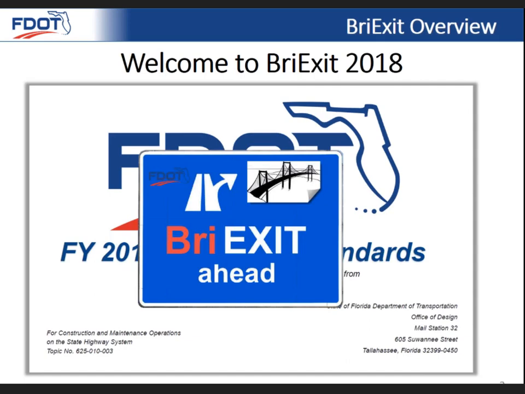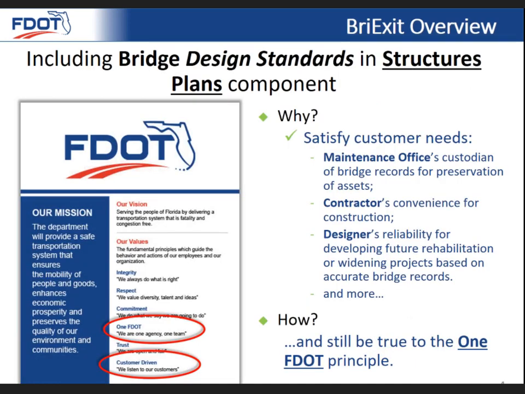So we affectionately term the movement of the structures standard plans to the contract plans as Brexit, bridge exit. It just makes it easier to talk about it quickly rather than saying standard plans to structures plans. And with all the other changes to the naming conventions, it's a convenient acronym. So why are we doing this?